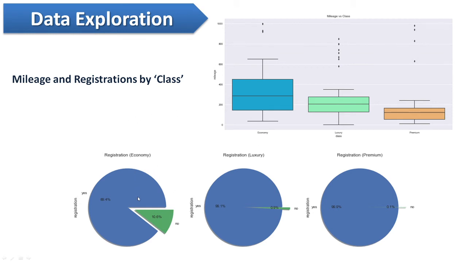If you look at the registrations, we can see that 10.6% of the economy car sales don't have a registration, whereas in luxury and premium cars it's almost negligible. Meaning what we can derive out of it is that economy cars are okay to have a few cars without registration, but it is almost mandatory for luxury and premium cars. Okay.